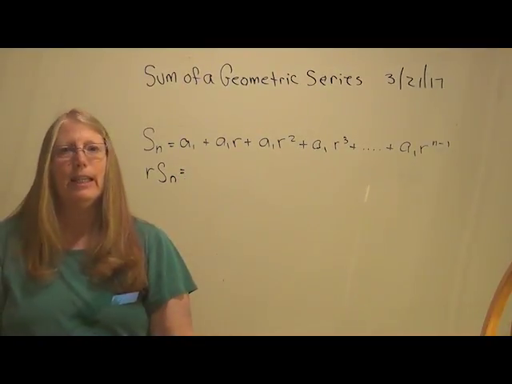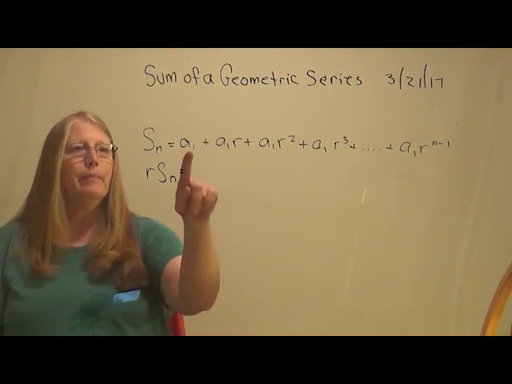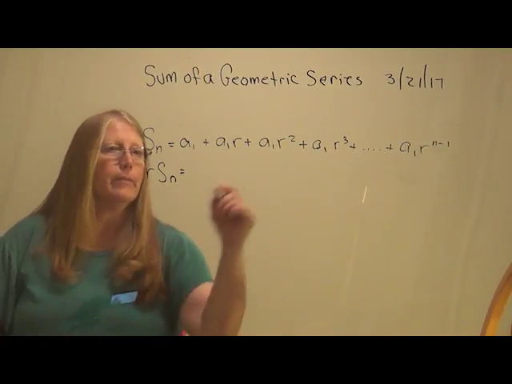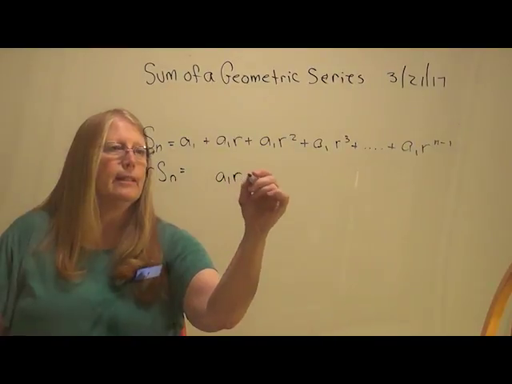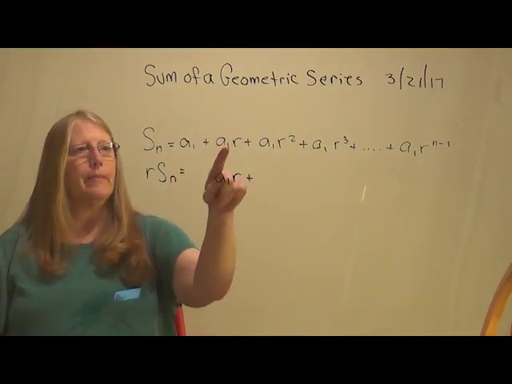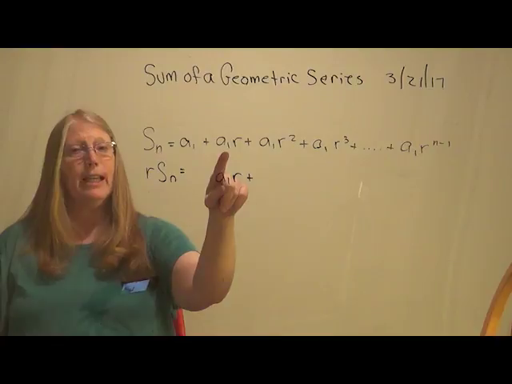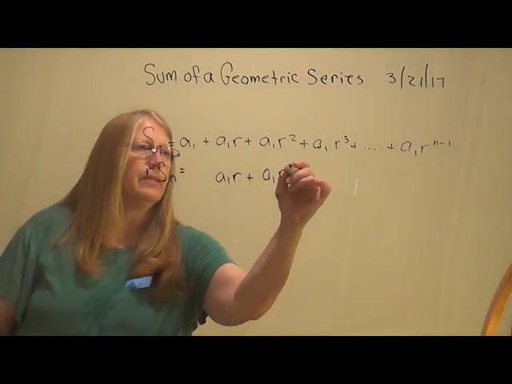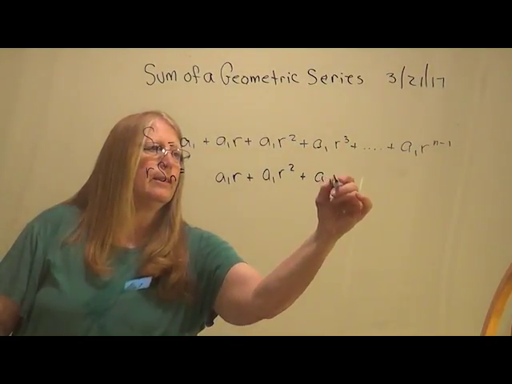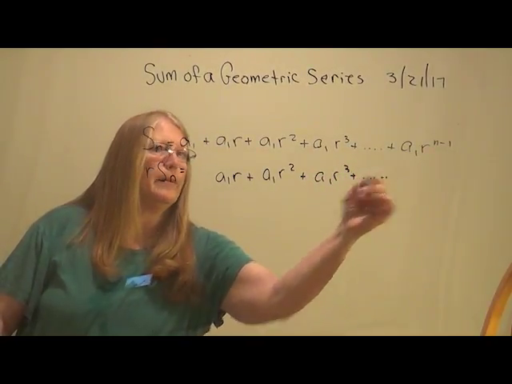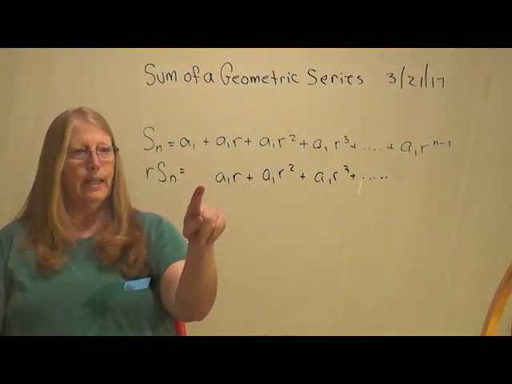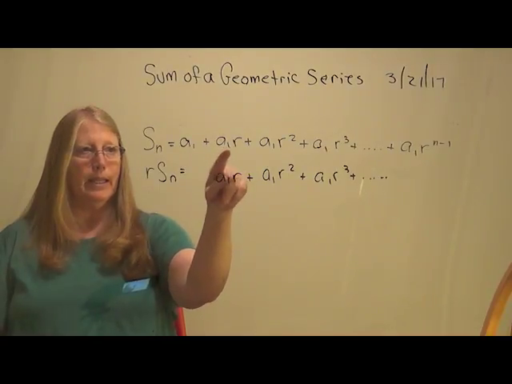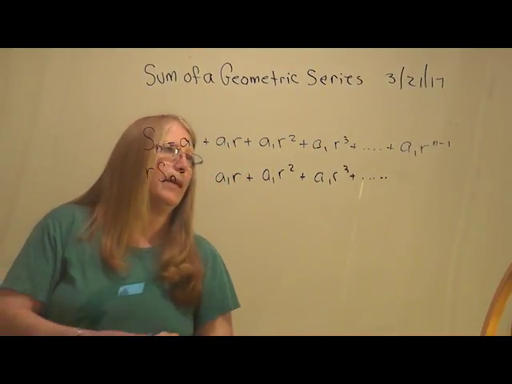Why? Because it's going to lead us somewhere. So this term becomes a sub 1 times r. I'm going to write it underneath of this term, kind of line it up. And then this term, if I'm multiplying it by r, becomes a sub 1 r squared. So I'm going to line it up under here, and so on. So each term will be lined up. Only the first one doesn't have anything under it, because when I multiplied it by r, it became this. So this is sitting there, unmatched.